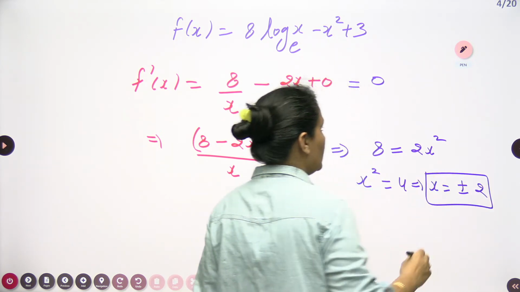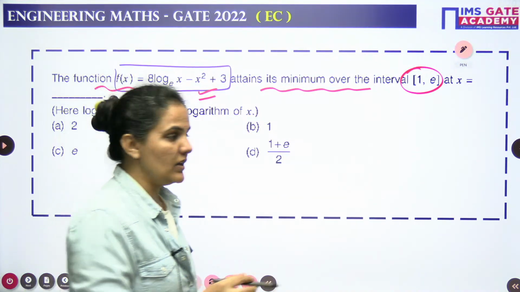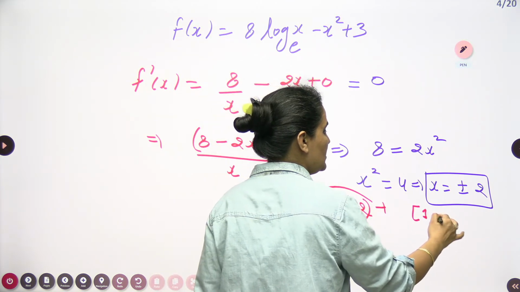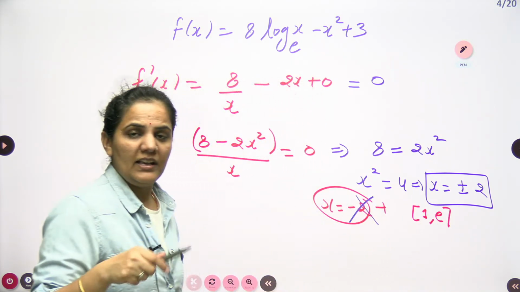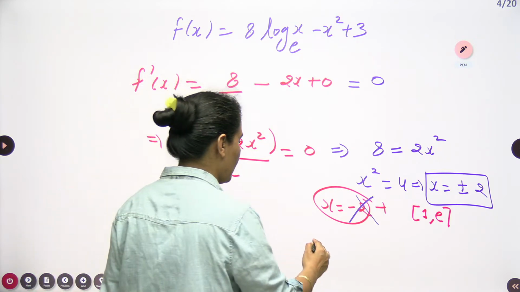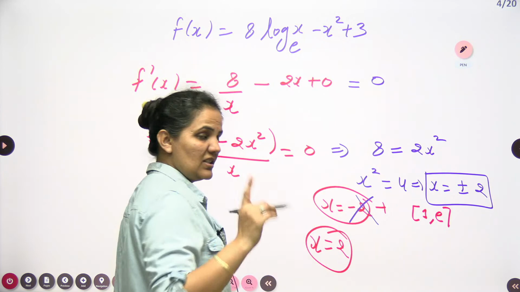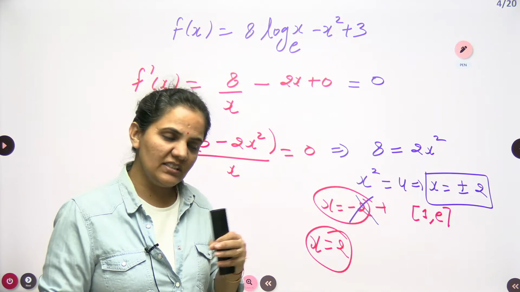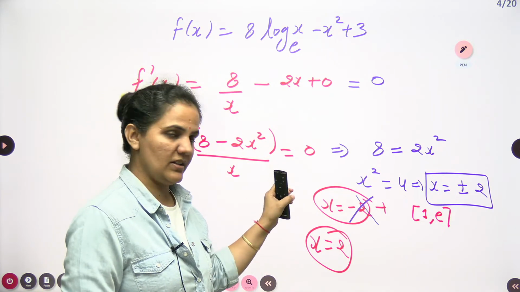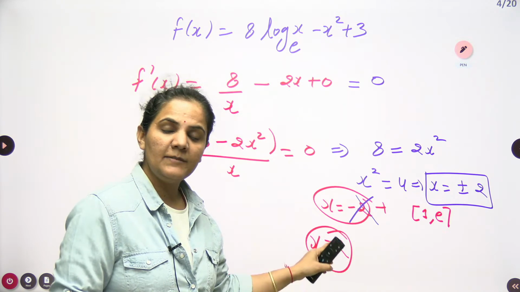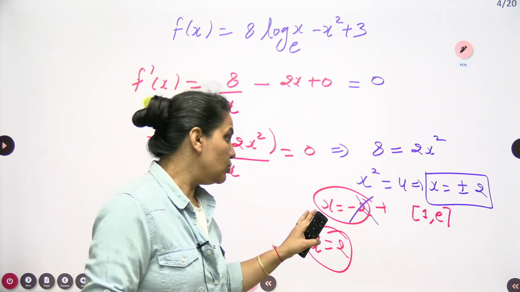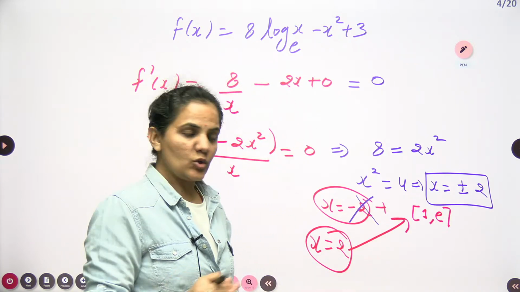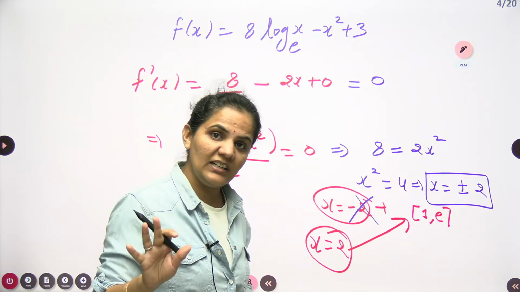Which gives x equals plus minus 2. We have a range from 1 to e. x equals minus 2 does not exist in the range 1 to e, so we will not consider it. Directly we will talk about x equals 2. Because this is a question from global minima, in this pattern of question, first of all we need to check the first order derivative and the roots, and check whether each root is in the given range or interval or not. Here my point x equals 2 is in the interval, so I am okay with that.